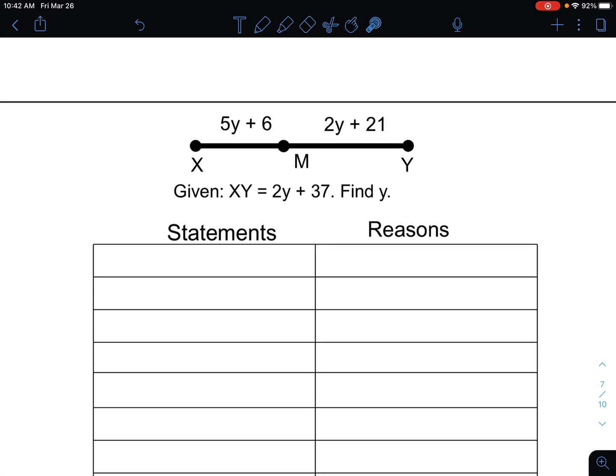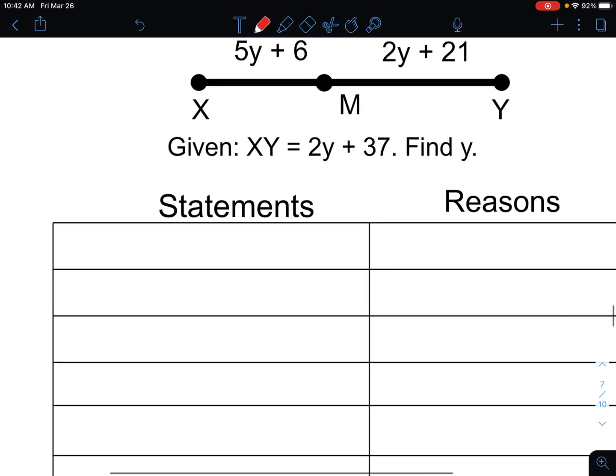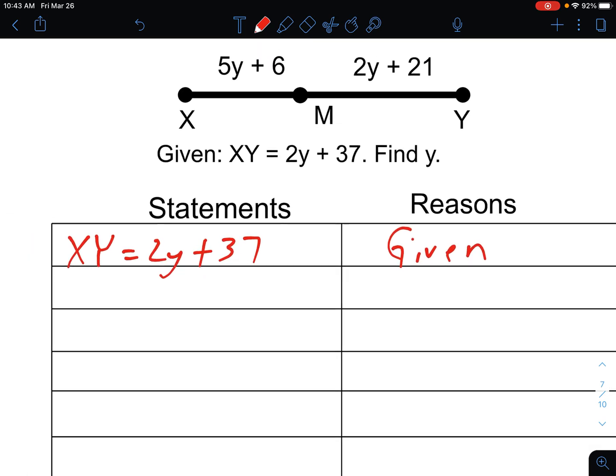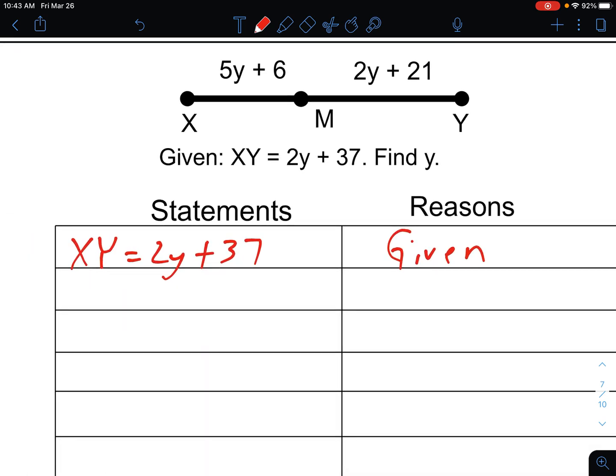All right, so what do they give us? It gives us xy equals 2i plus 37. That's given. We need to find y, so in the end, y is going to equal something, right? So what are we going to start out with? So go ahead, pause the video, you try this out. I'm just going to flow right through it.